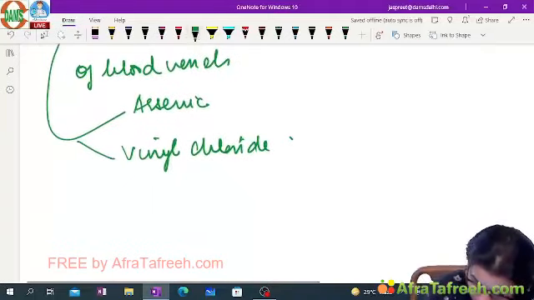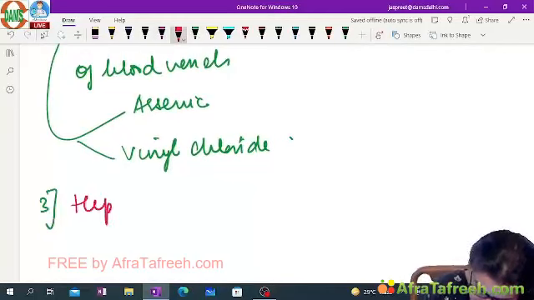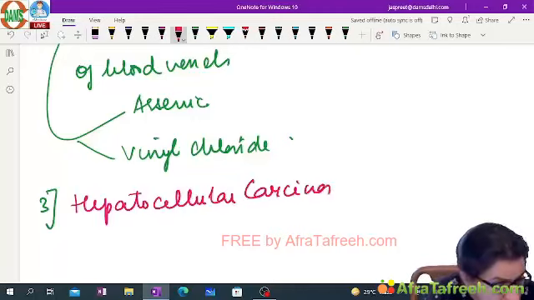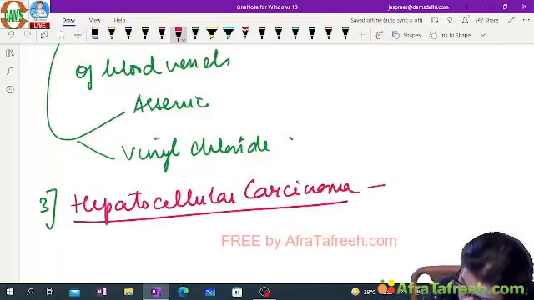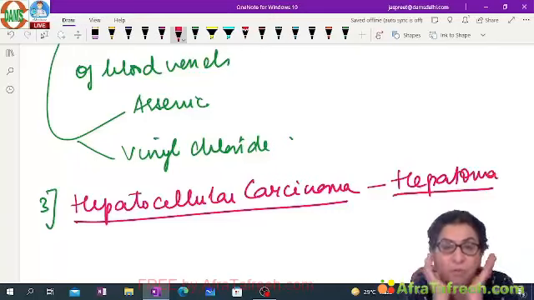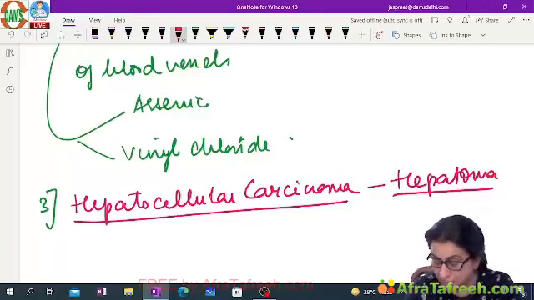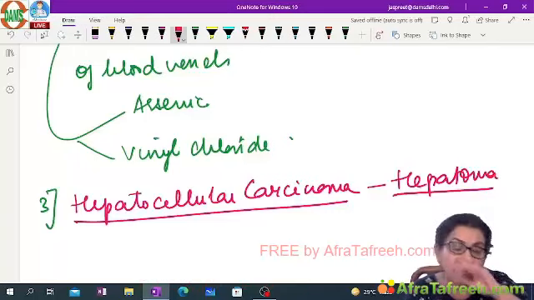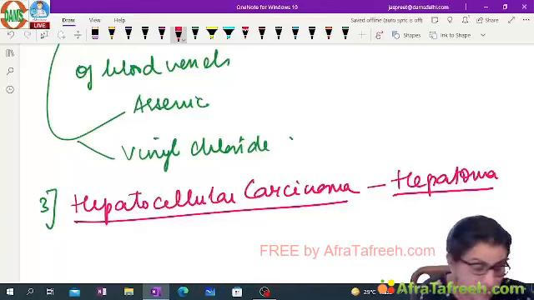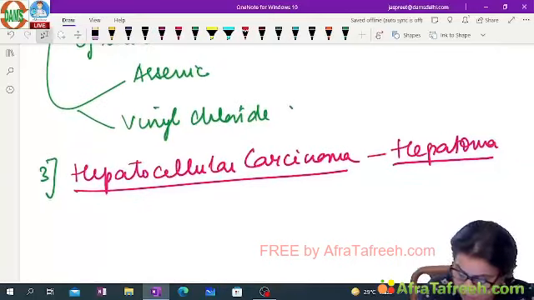Okay, now let us come to the most common primary liver cancer, that is hepatocellular carcinoma. It is also called hepatoma. Another name is hepatoma, but you know, hepatoma makes it sound like a benign tumor. Benign tumors have the suffix "oma", but hepatoma actually is the other name for hepatocellular carcinoma, which is the malignant tumor of the liver.